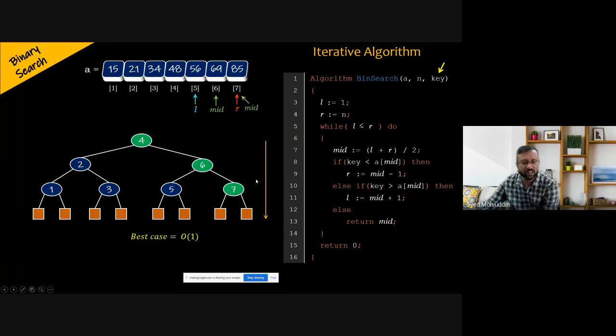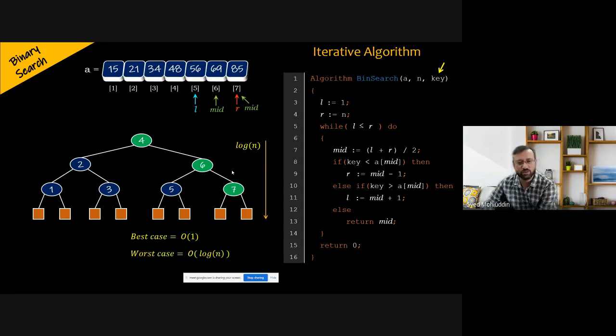So what is the last level? The last level is the height of this binary tree, and the height of the binary tree is log n. So when the height of the binary tree is log n, we say that at most log n comparisons we have to make. So the worst case of binary search is O of log n, because log n is the height of the tree, and at most we have to make log n searches, because we have to reach till the last level. The last level will be at the height of the tree, which is log n.